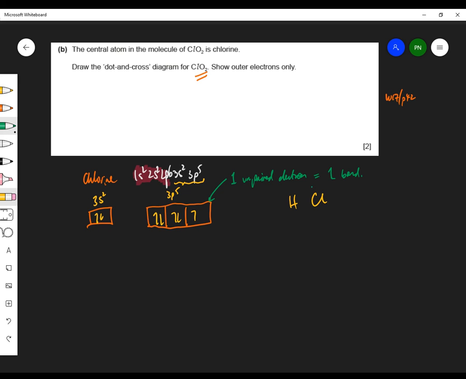Okay, let's do green for the chlorine electrons and another color for the hydrogen electron, and this is HCl. As you can see, chlorine has eight electrons in the outer shell. And what do we say? We say it obeys the octet rule, because it's got eight.